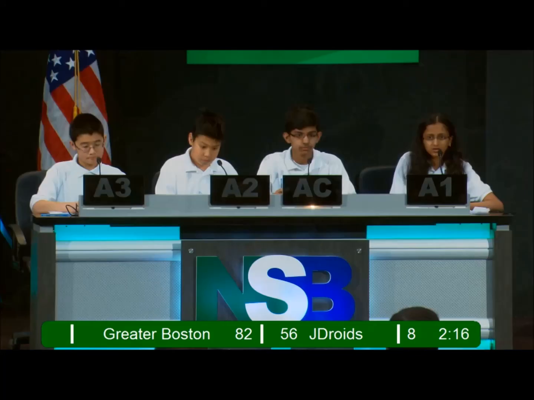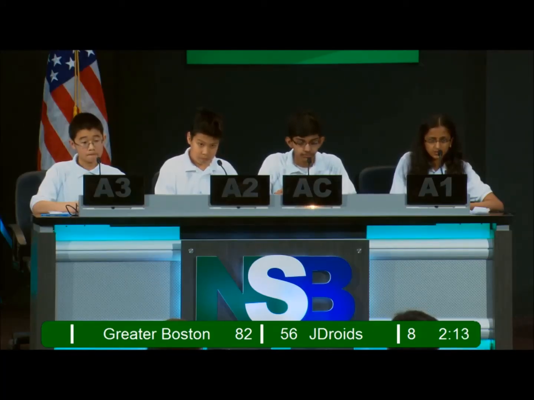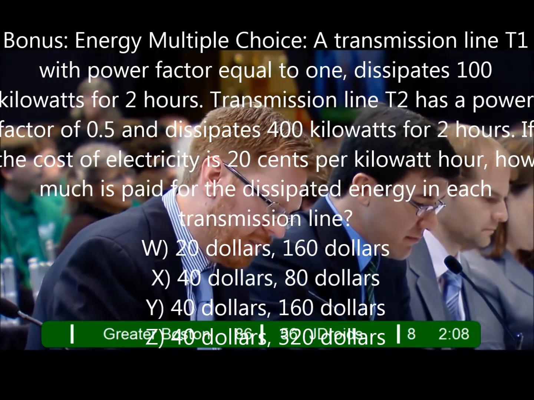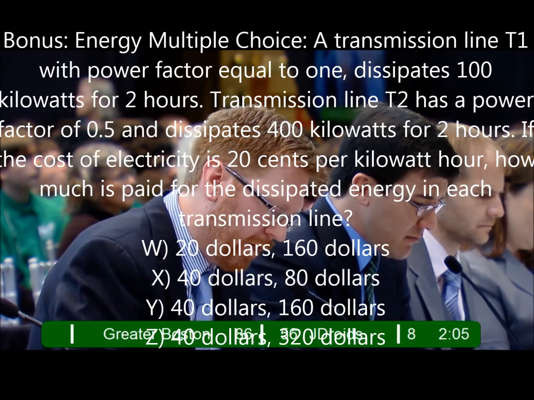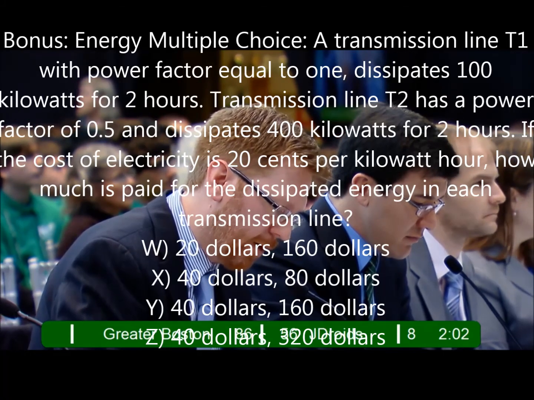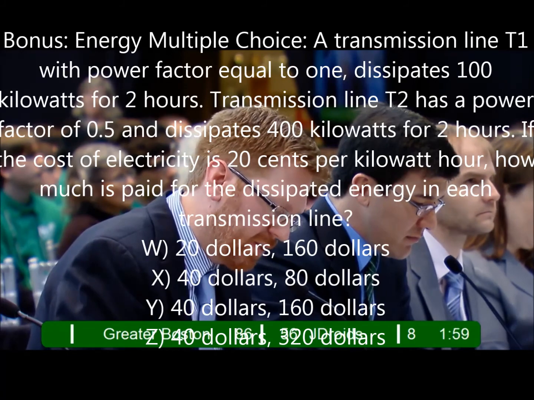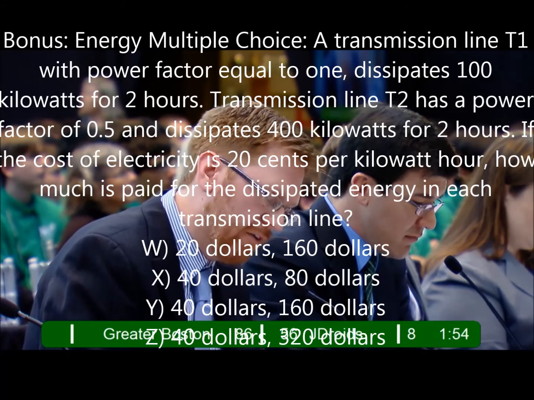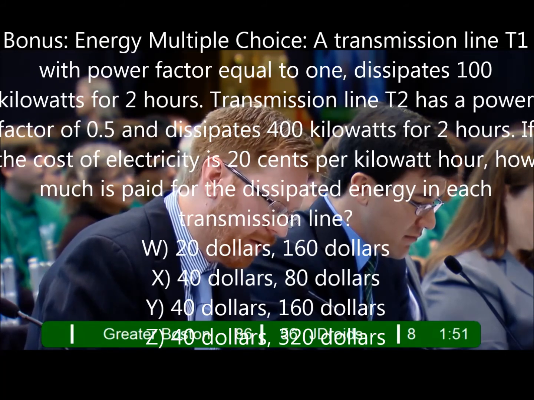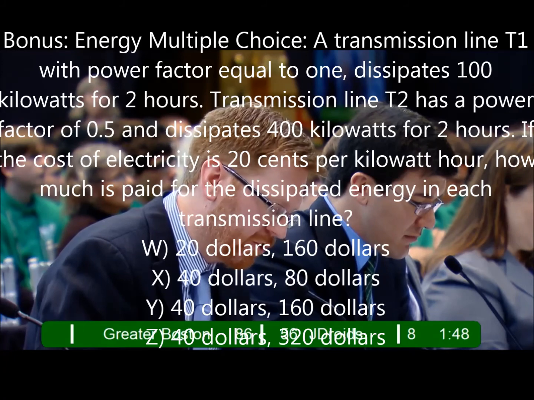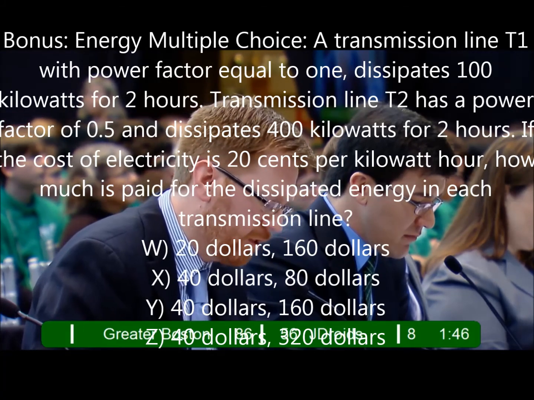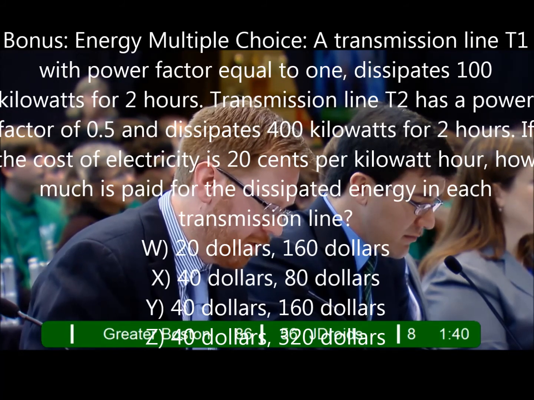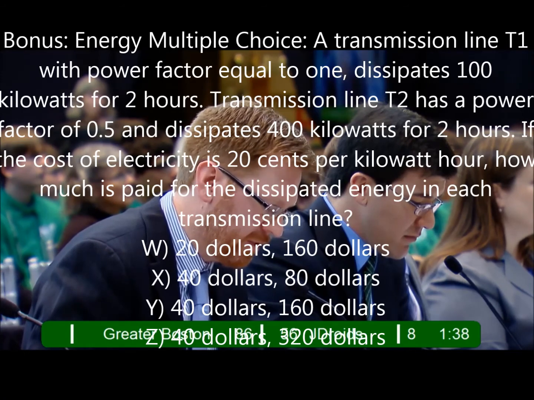Interrupt. A captain. W. W is correct. Bonus question. Energy multiple choice. A transmission line T1 with power factor equal to 1 dissipates 100 kilowatts for 2 hours. Transmission line T2 has a power factor of 0.5 and dissipates 400 kilowatts for 2 hours. If the cost of electricity is 20 cents per kilowatt hour, how much is paid for the dissipated energy in each transmission line? W, $20 and $160. X, $40 and $80. Y, $40 and $160.